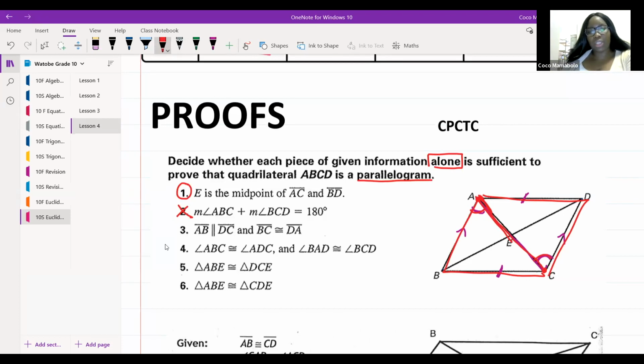Absolutely. So can I use this information to prove that these 2 triangles are congruent? Yes, absolutely. It's side, angle, side. So I can use this information to prove that this is a parallelogram. So number 3 is a yes. So we just need to think about it in a little bit of a different way. Do you see what I mean? Yes. Okay. I'm going to show you something with the next one that we do as well. All right. Yes, Tiana.